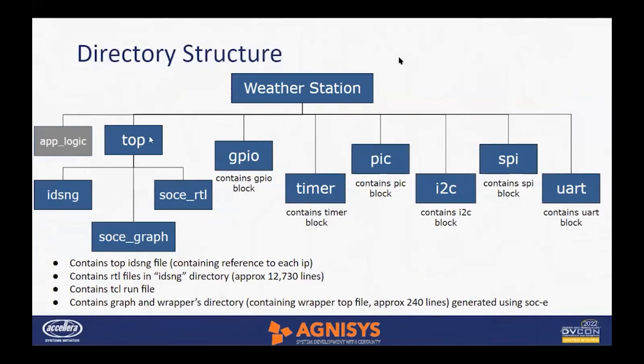Here is the top directory, which further has 3 directories under it. The IDS-NG file contains the references to each of these IPs, and the RTL files in the IDS-NG directory are approximately 12,730 lines of code, which are automatically generated by the tool. It also contains the Tcl run file. When it runs, the graph output is saved in the SoC_graph folder, and the RTL or wrapper module, the SV and the Verilog outputs, are saved in the SoC_RTL directory.